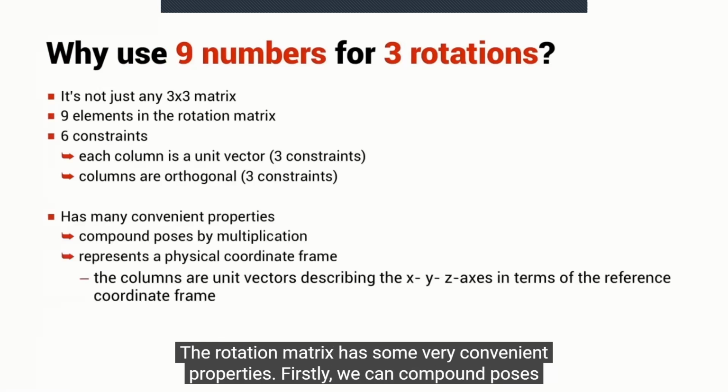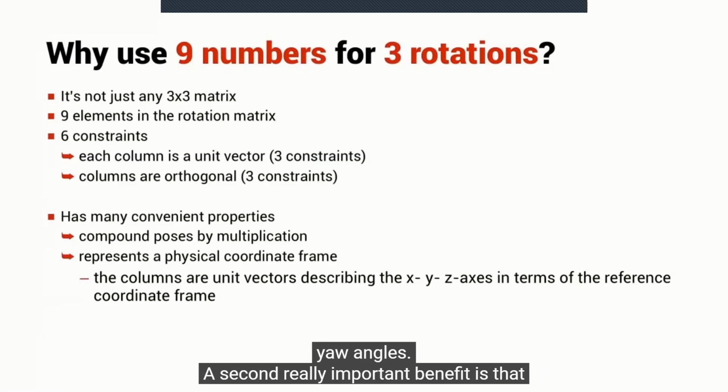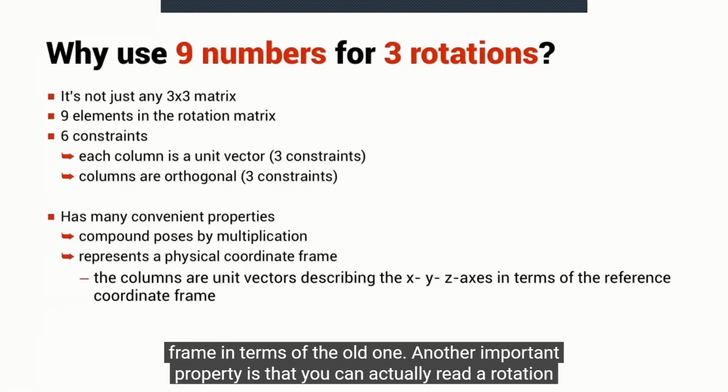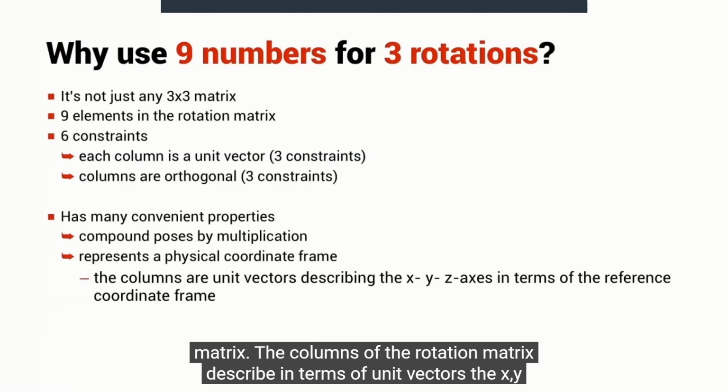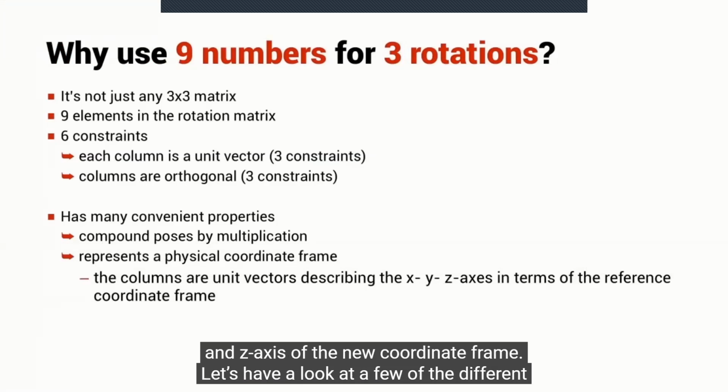The rotation matrix has some very convenient properties. Firstly, we can compound poses or rotations simply by multiplication, and that's not the case for Euler angles or roll pitch yaw angles. A second really important benefit is that the columns of a rotation matrix describe the x, y, and z axes of the new coordinate frame in terms of the old one. Another important property is that you can actually read a rotation matrix. The columns of the rotation matrix describe, in terms of unit vectors, the x, y, and z axes of the new coordinate frame.